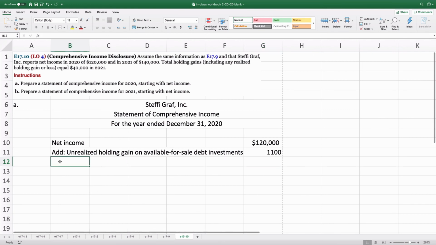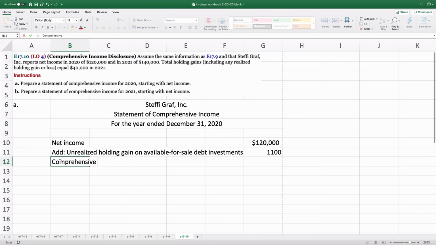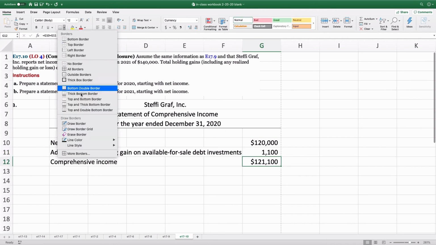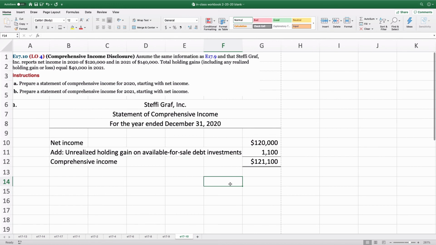And that is going to give us a total comprehensive income number, which is equal to the $120,000 plus the $1,100. This is going to be with a comma, and we'll get rid of this. And then here, we'll put a double underline underneath this. And there is our answer to question A. Prepare a statement of comprehensive income for 2020, starting with net income.